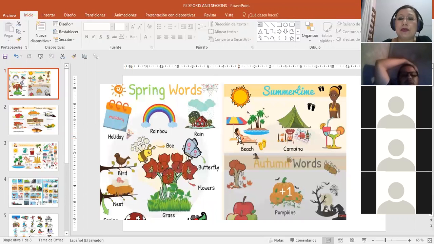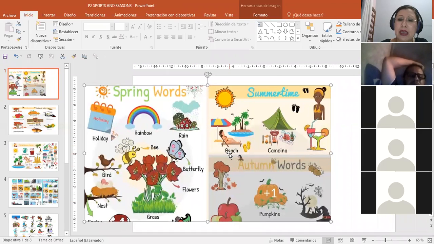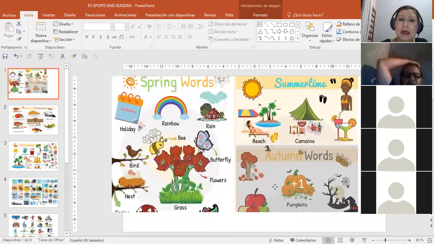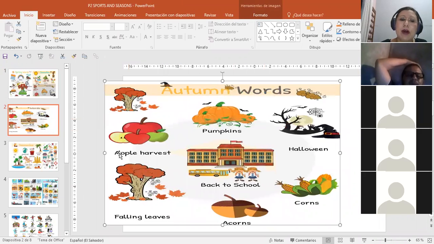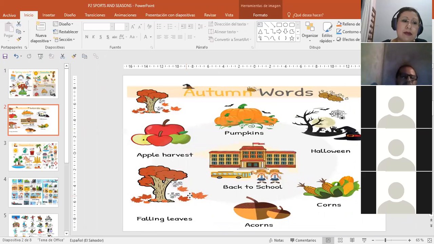Ok, very good. So, we have 4 seasons in the year. We have spring. For the spring, we have vocabulary like holidays, rainbow, rain, bee, butterfly, flowers, bird, nest. For summertime, we use words like beach, camping. For autumn, we use words like pumpkin. But here I have more. For example, for the autumn or fall, we have apple harvest, pumpkins, Halloween, back to school, corn, acorns, falling leaves.